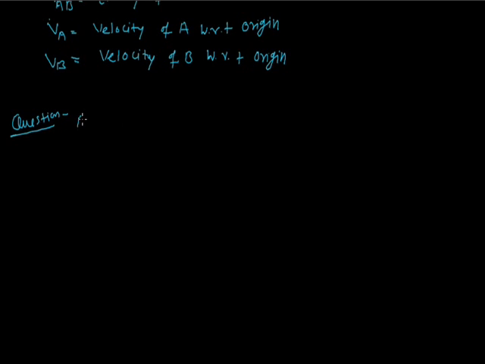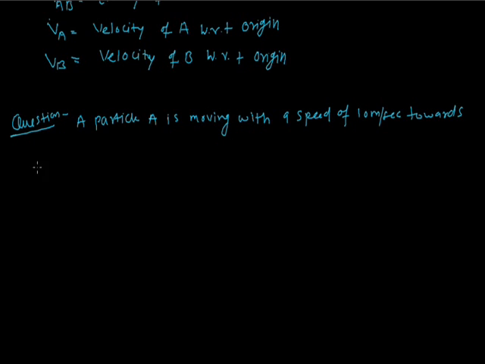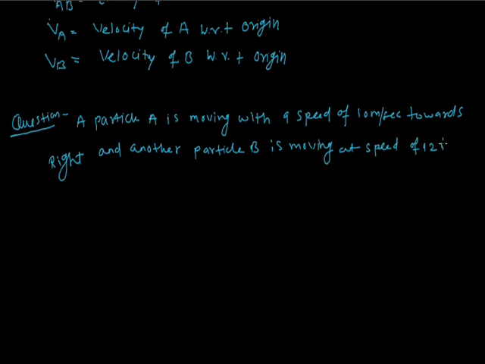Write down the question. A particle A is moving with a speed of 10 meter per second towards right, and another particle B is moving at a speed of 12 meter per second towards left. We have to find out the velocity of approach.